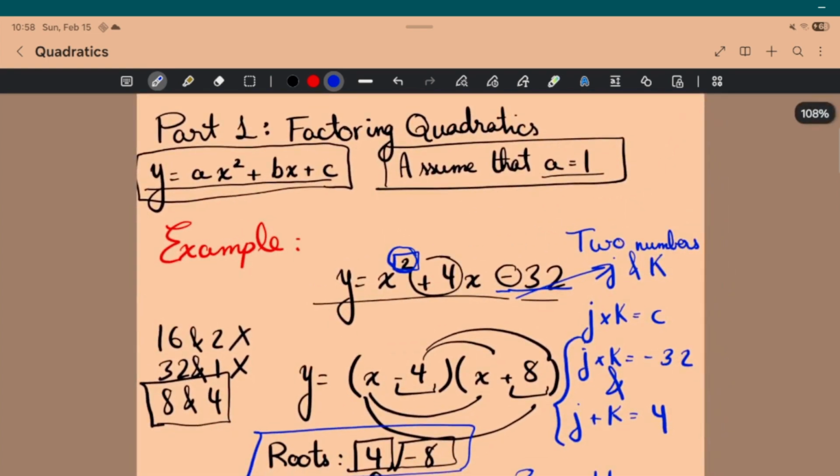In the next video, we will cover what happens when a is different than 1, and we will start to look at some of the other forms that quadratics can take.